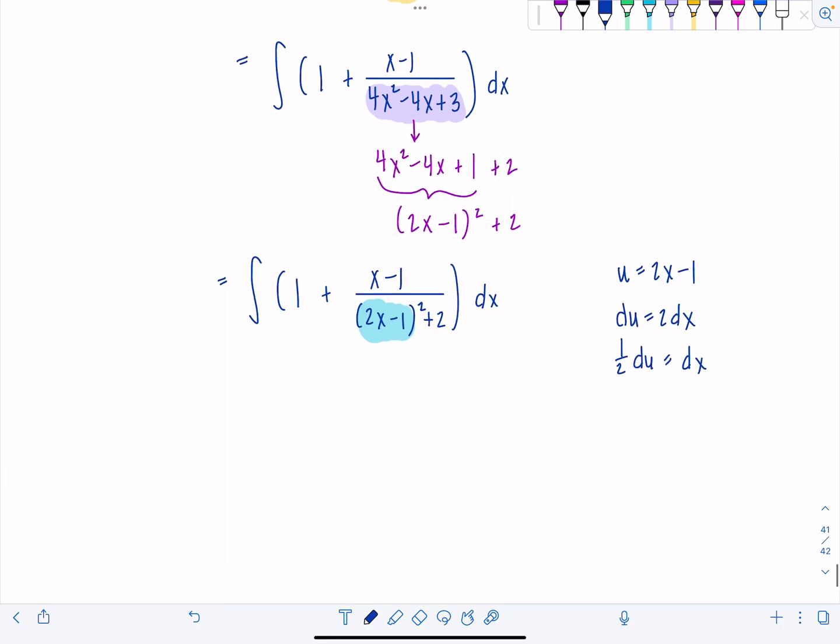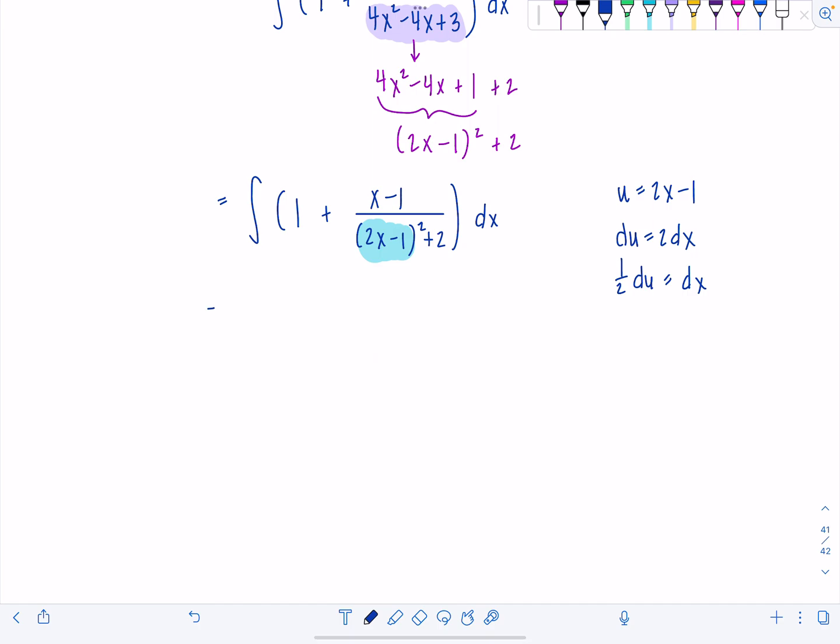All right, everything's looking good. Just to tidy things up, I'm going to integrate the 1 right now. So that's just x plus the antiderivative. In the denominator, instead of 2x minus 1 squared, I just have u squared plus 2 now. dx is equal to 1/2 du. Put the constants outside. That's what I always tell my students.